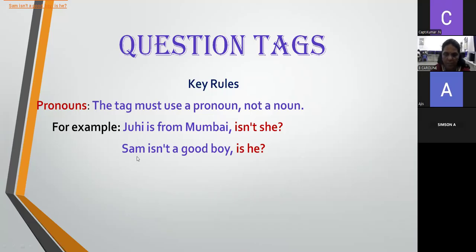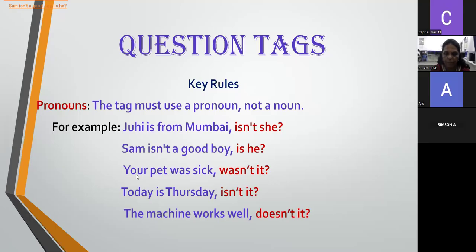Let's see the next example. Sam isn't a good boy. Here, Sam is a boy, so the pronoun he is used in the tag. Sam isn't a good boy, so the tag is positive: is he? Next one, your pet was sick, wasn't it? Here, your pet is the subject. It's an animal, so we are using the pronoun it. Today is Thursday. Again, we are talking about a day, so we are using the pronoun it. Today is Thursday, isn't it? Let's see the next sentence, which is also similar. Here we are talking about a non-living thing, the machine. The machine works well, doesn't it?